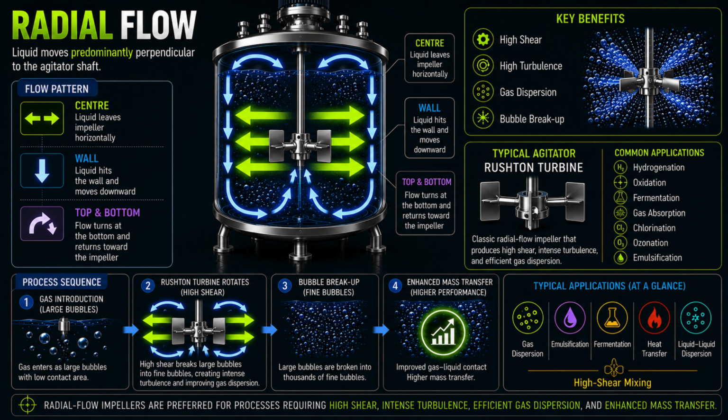Now let's look at radial flow. Here, the liquid leaves the impeller horizontally, toward the reactor wall. When it reaches the wall, it changes direction and circulates through the vessel. Radial flow creates intense local turbulence. This makes it extremely effective for gas-liquid mixing. Consider a hydrogenation reaction. Hydrogen enters the reactor as large bubbles. To achieve efficient mass transfer, those bubbles must be broken into thousands of tiny bubbles. A Rushton turbine generates high shear, helping to disperse the gas and increase the contact area between hydrogen and the liquid. That's why radial flow impellers are commonly used in hydrogenation, oxidation, and fermentation processes.